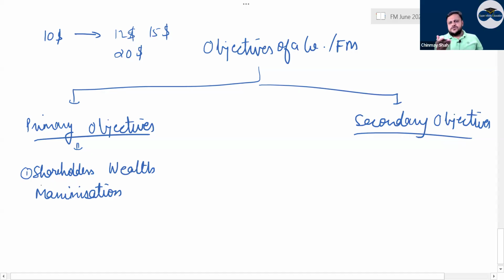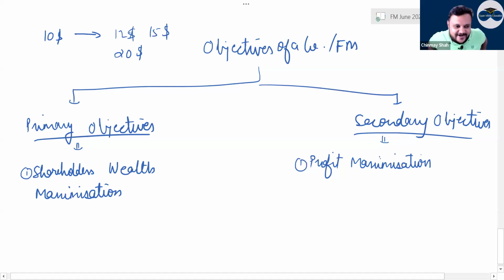Sir, you were saying two minutes ago that profit is the basic objective. Again, you are saying shareholder wealth maximization. The primary objective is shareholder wealth maximization. The secondary objective is always profit maximization. Now see, do both these things go hand in hand? Take an example.